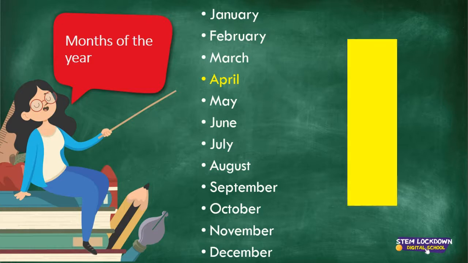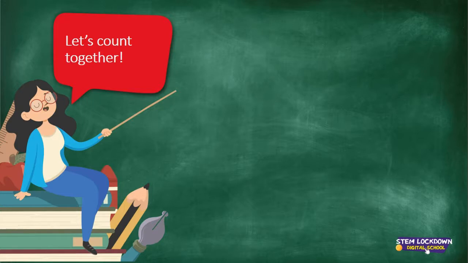Good. All right, so let's see if this yellow rectangle is going to tell us how many months we have in a year. Are you going to tell me before the yellow rectangle does? What's the answer? How many months are there in a year? 12. Good. Well done, grade ones. Good. All right, so let's get counting.